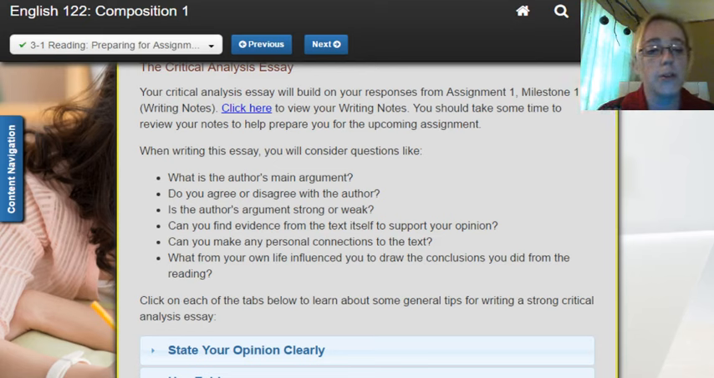Another question we want to look at is, can you find any evidence from the text itself to support your opinion? Remember those key points that you looked at.